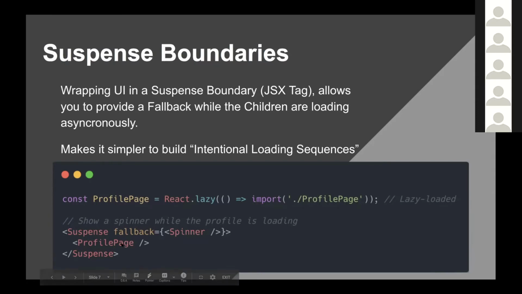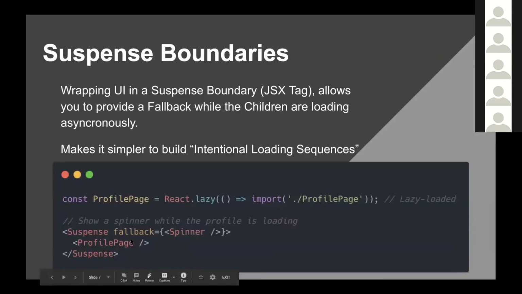This API is something you can be using right now in your apps, and I recommend playing around with it. It's a lot of fun, and it can really improve the performance of your apps because you can start code splitting and doing all kinds of really great stuff. I'm hoping that some of you are familiar with this, some of you aren't, but the point is this is what a suspense boundary is. It allows you to provide a fallback while the children are loading asynchronously, and it makes it simpler to build intentional loading sequences.